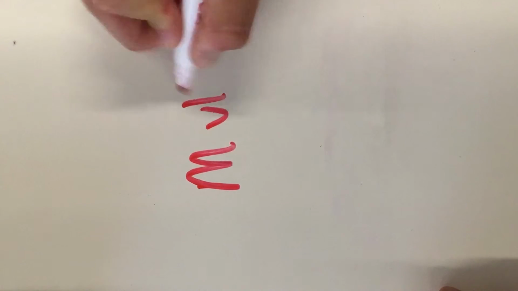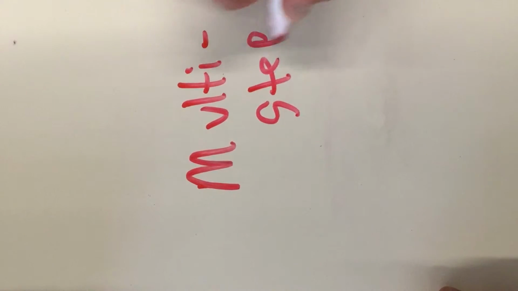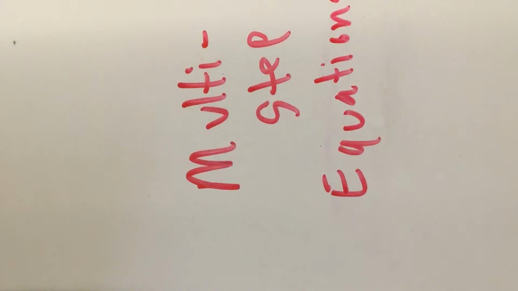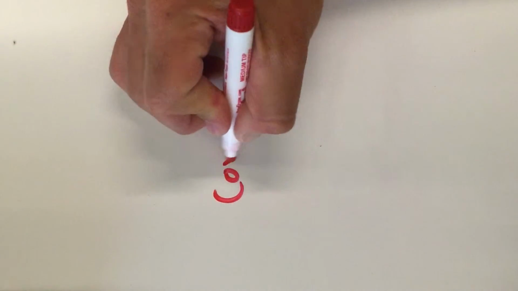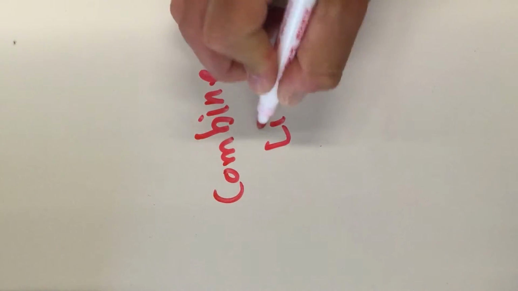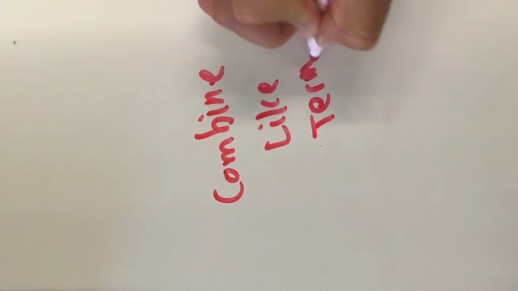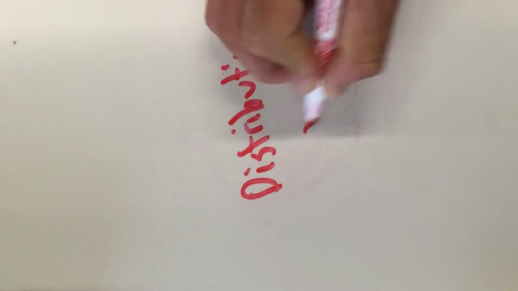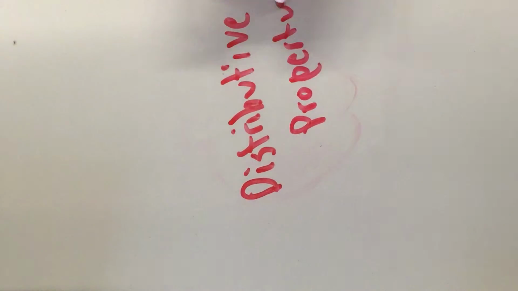Now, we also did multi-step equations. Oh boy. That was a little bit of a hiccup for some of us. Okay, in that scenario, we learned how to combine like terms. We also learned about the distributive property. Okay, so let's just review what we learned for that. We learned that that was a combination.